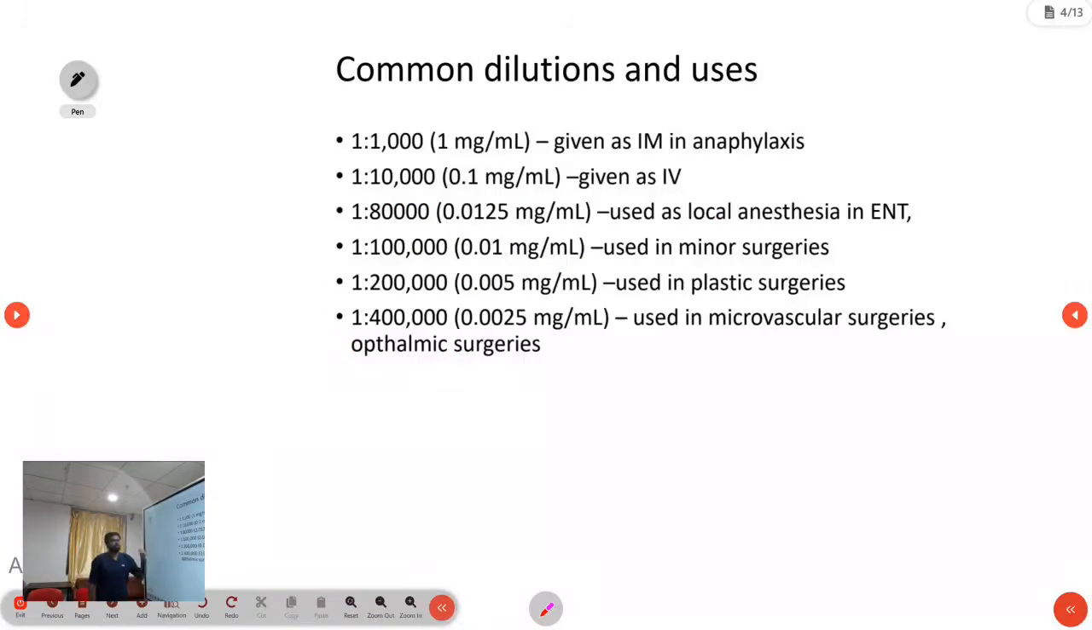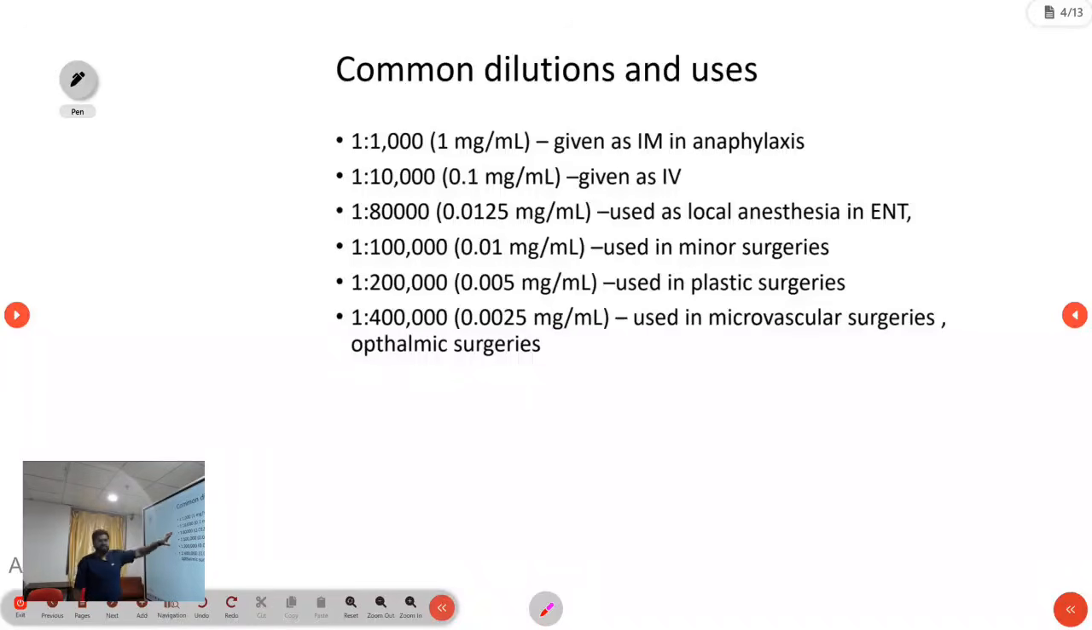Next, coming to the few common dilutions and their uses. The most commonly used in the clinical setting, and in the emergency as well, are the 1:1000 dilution and the 1:10,000 dilution. As already discussed, in 1:1000 dilution 1 ml has 1 mg of adrenaline, and in 1:10,000 dilution each ml has 0.1 mg. The 1 in 1000 dilution is given IM, mostly in anaphylaxis, and the 1:10,000 dilution we give IV, which helps prevent extravasation.